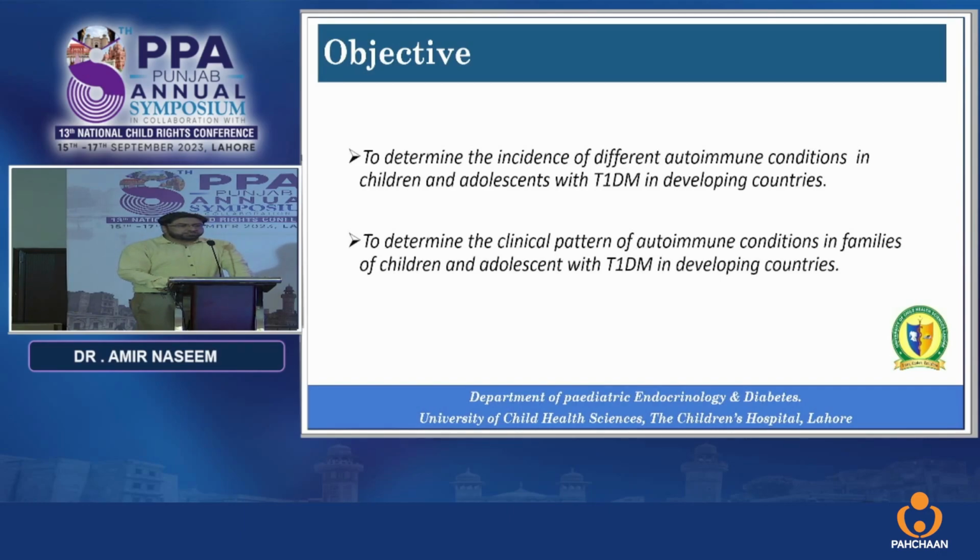The objectives of this study are two. First is to determine the incidence of different autoimmune conditions in children and adolescents with type 1 diabetes in developing countries. And the second one is to determine the clinical pattern of autoimmune conditions in families of children and adolescents with type 1 diabetes in developing countries.